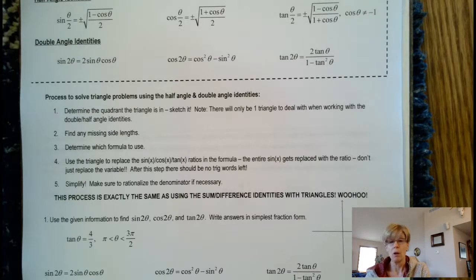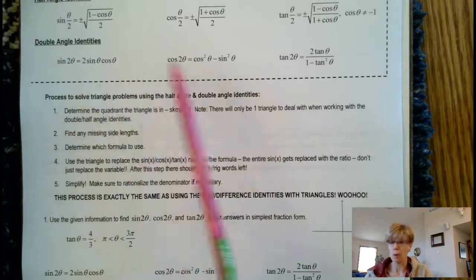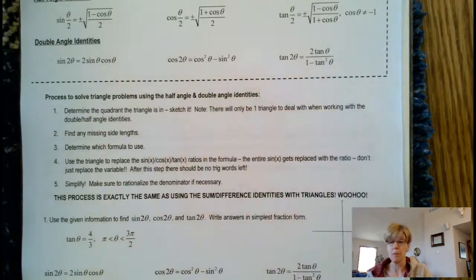Then we're going to use the triangle to replace the value of sine of x or cosine of x or tangent of x with ratios in the formula. The entire trigonometric value, the sine x or the cosine x or the tangent x, gets replaced with the ratio. No trig words are going to be left. And then we're going to simplify. By the way, you can use Desmos. I am going to be using my calculator today on this particular video.